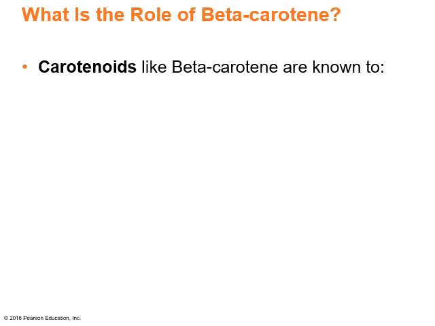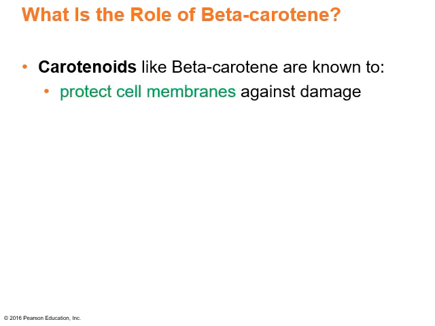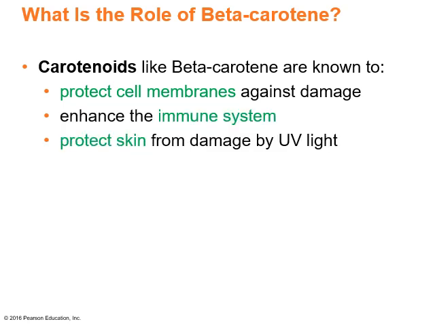And now let's move to beta-carotene. Carotenoids like beta-carotene, these are known to protect cell membranes against damage. They also can help to enhance the immune system and protect skin from damage by ultraviolet light. They also can help to protect eyes from damage.